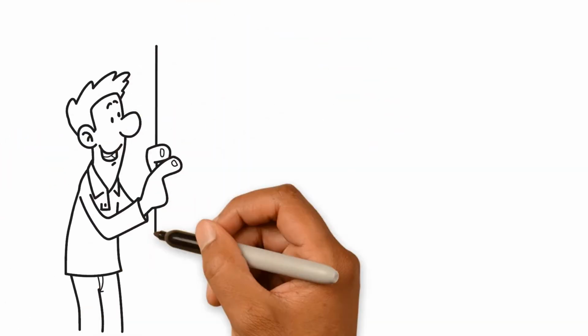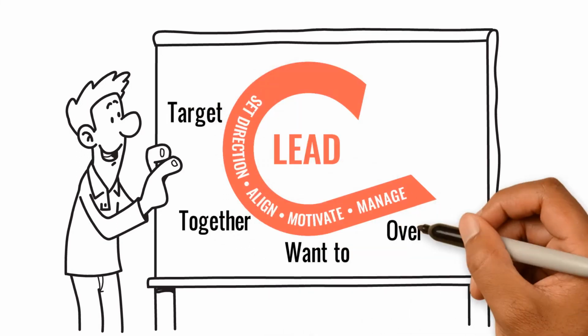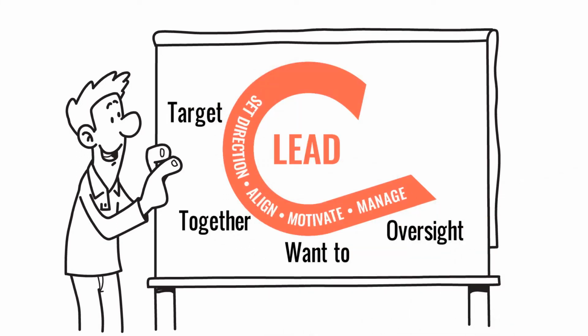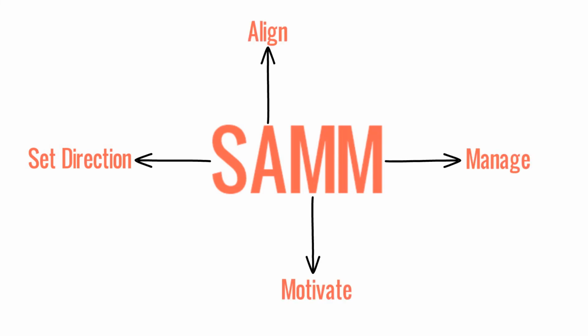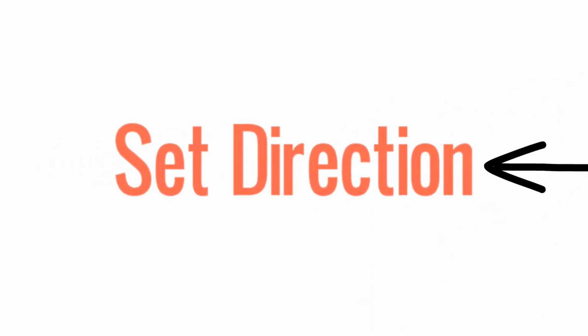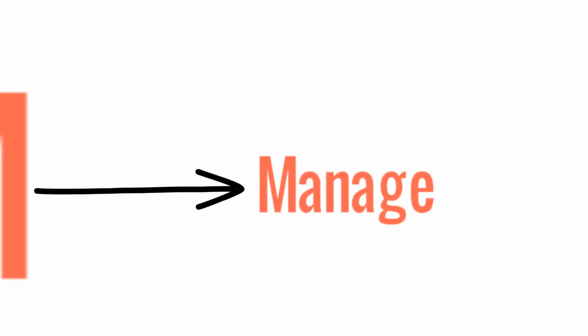Let's review. To lead well is to set direction, align, motivate, and manage. Target, together, want to, oversight. An easy way to remember these is with the acrostic, SAM. Set direction, align, motivate, manage. Say them with me. Set direction, align, motivate, manage.